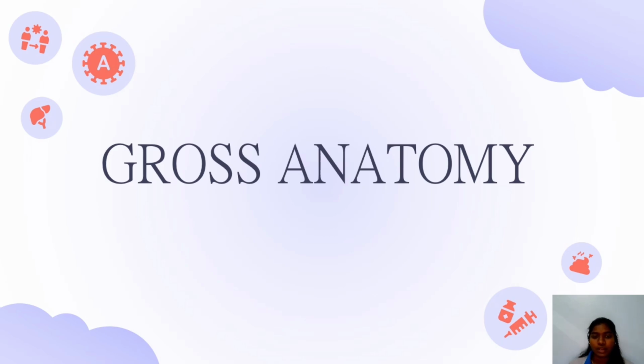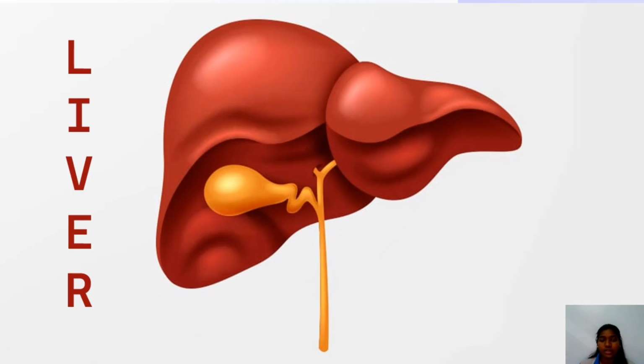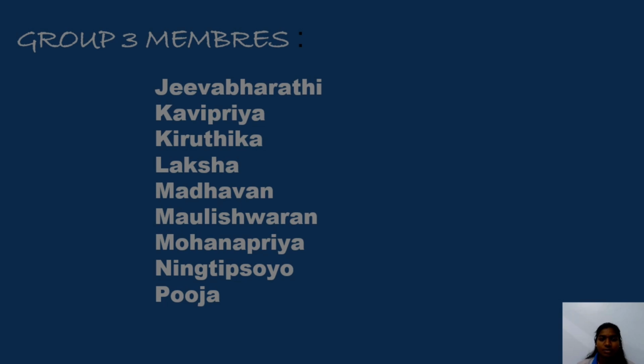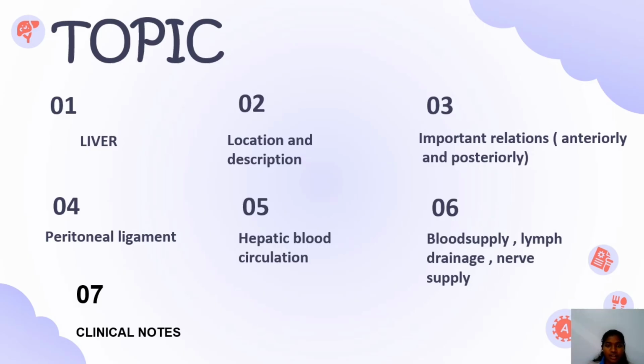Today we're going to explain the gross anatomy of the liver. We are group 3. The members are Jeeva Bharati, Kavipriya, Kritika, Laksha, Madhava, Maulishwaran, Mohanapriya, Nimteshoya, Pooja. Our topics are liver location and description, important relations anteriorly and posteriorly, peritoneal ligaments, hepatic blood circulation, blood supply, lymph drainage, nerve supply, and clinical notes.